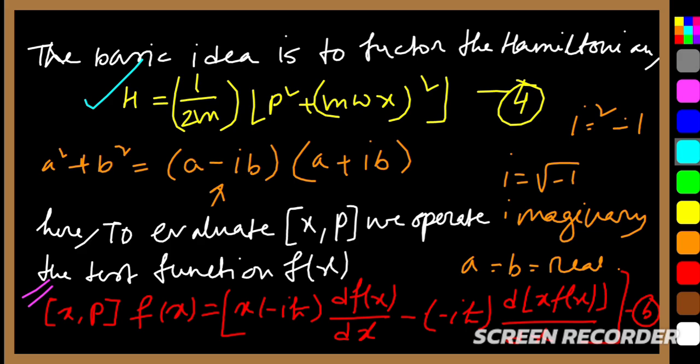Okay. So to evaluate the commutator [x, p], we operate on a wave function f of x. The commutator [x, p] f of x equals x into minus i h cut df of x by dx, minus of minus i h cut d by dx of x f of x. That is the sixth equation.